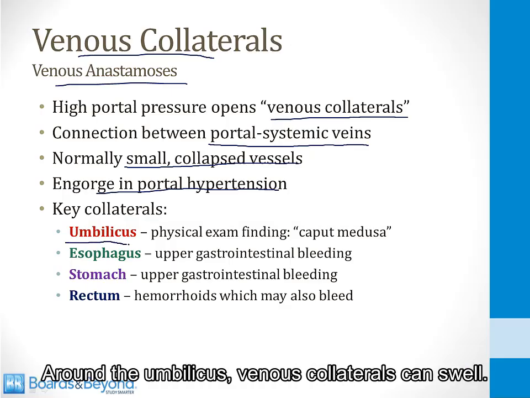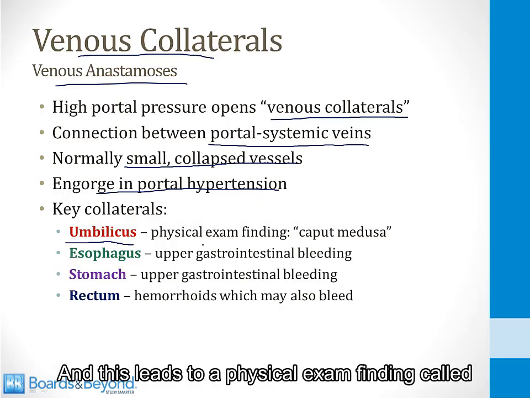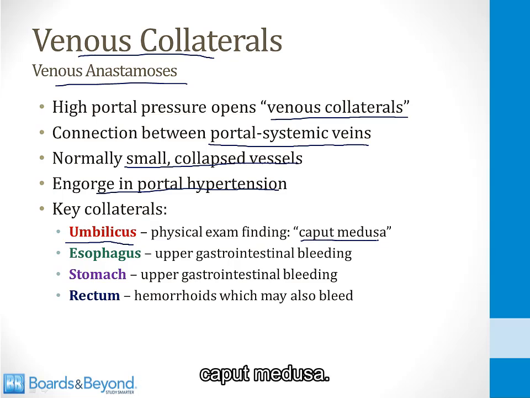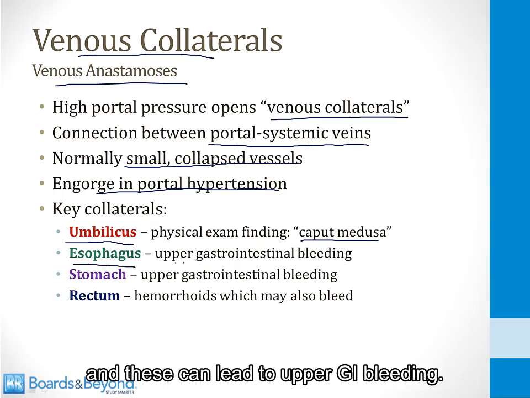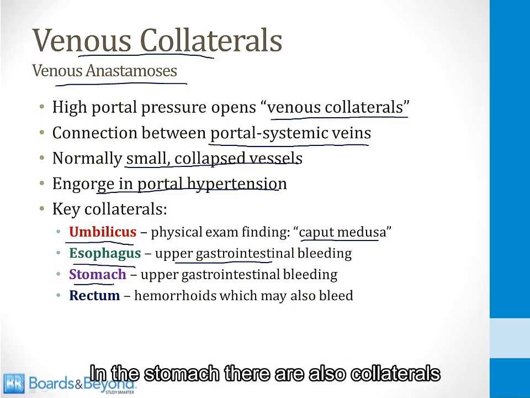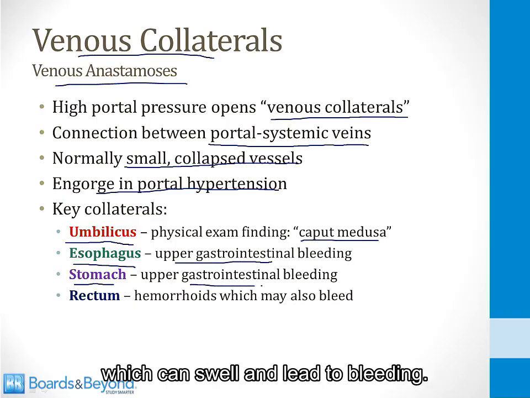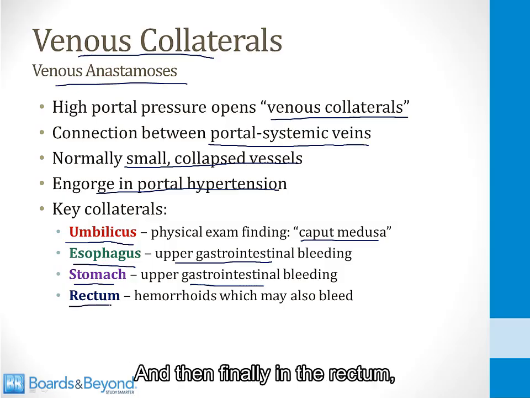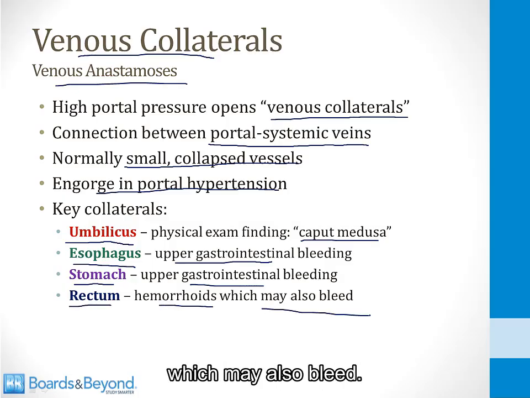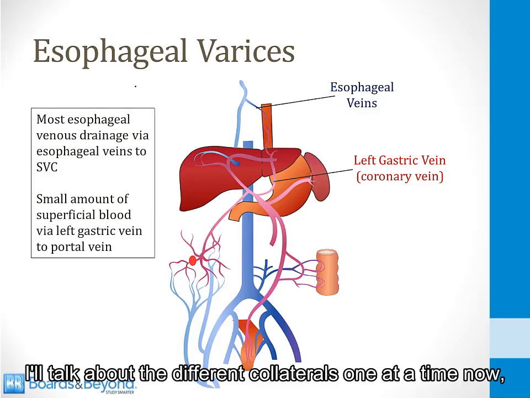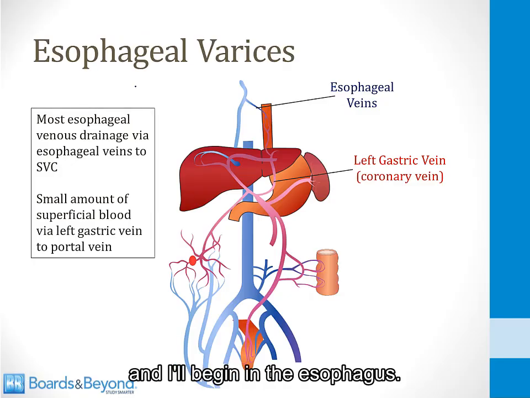Around the umbilicus, venous collaterals can swell, and this leads to a physical exam finding called caput medusa. In the esophagus, collaterals can swell, and these can lead to upper GI bleeding. In the stomach, there are also collaterals which can swell and lead to bleeding. And then finally, in the rectum, there are venous collaterals which can engorge and lead to hemorrhoids, which may also bleed. I'll talk about the different collaterals one at a time now, and I'll begin in the esophagus.